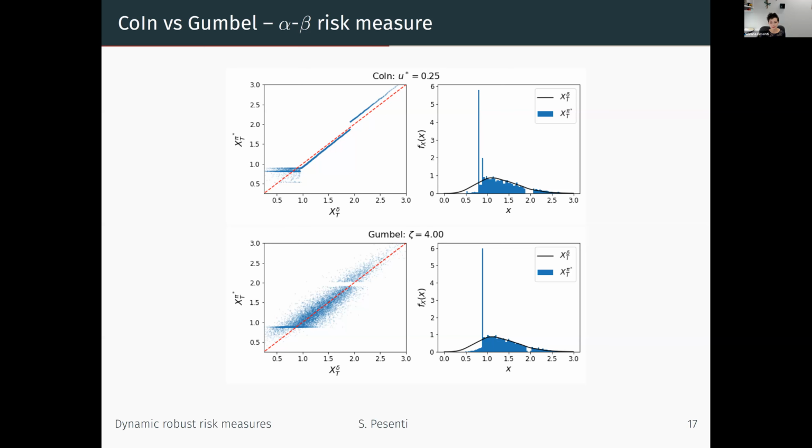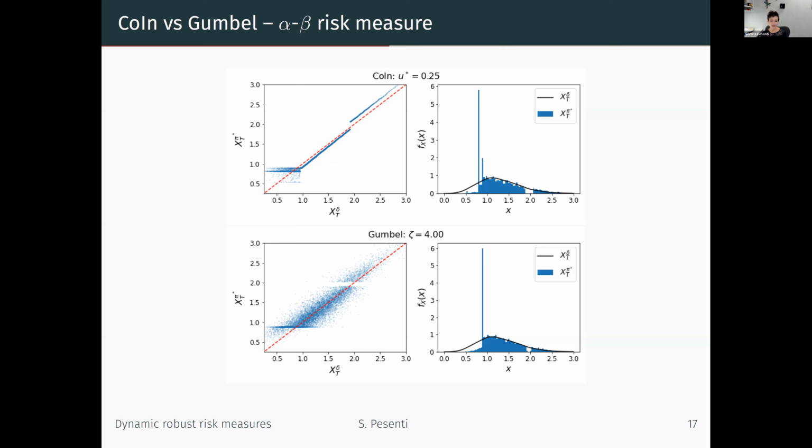So here are two examples of different copulas. On the right-hand side, we again see the histogram of the benchmark, which is the black one, and the black line is the density of the benchmark, and the blue one is the histogram of the optimal one. They look fairly similar, but on the left-hand side is a scatter plot of the dependence between the benchmark and the optimal strategy. The lower one is a Gumbel copula, so we see it has a joint dependence that resembles the Gumbel copula.